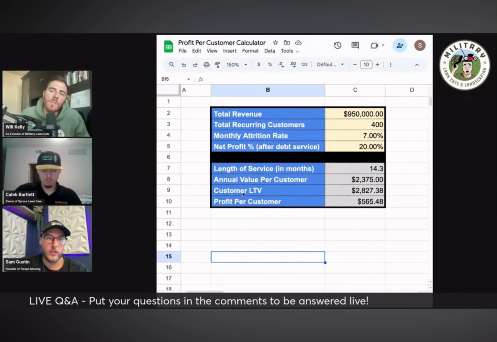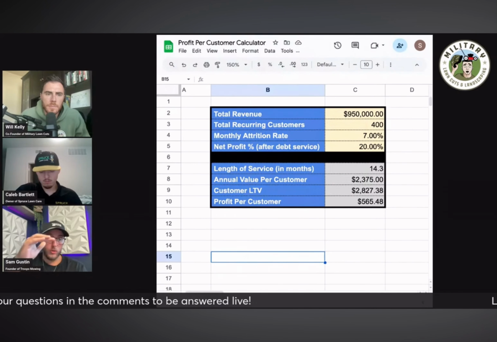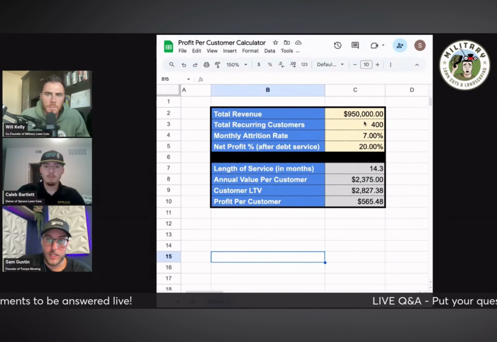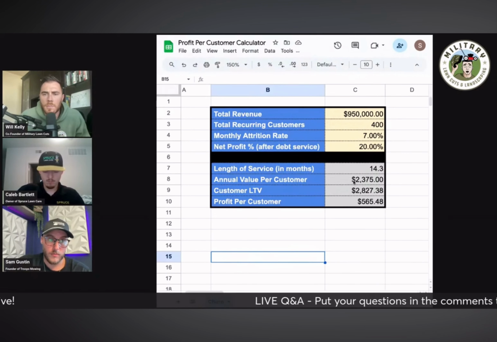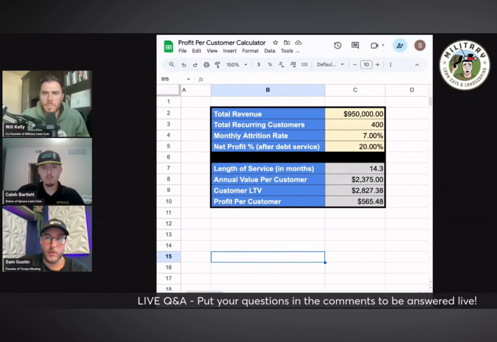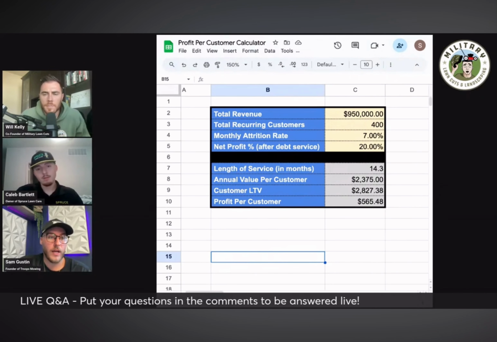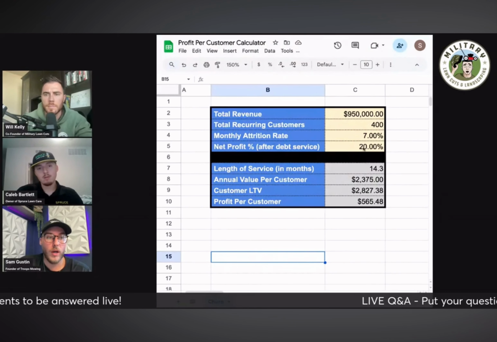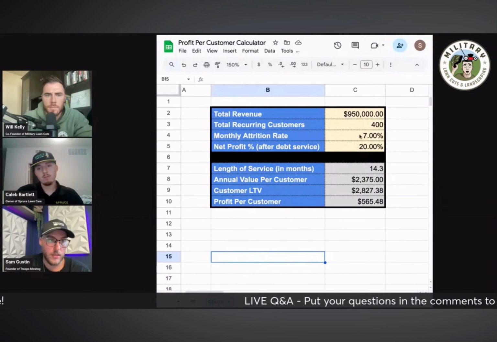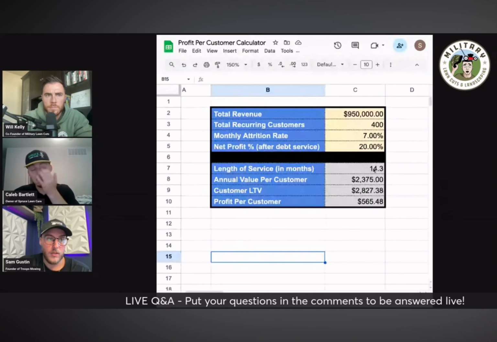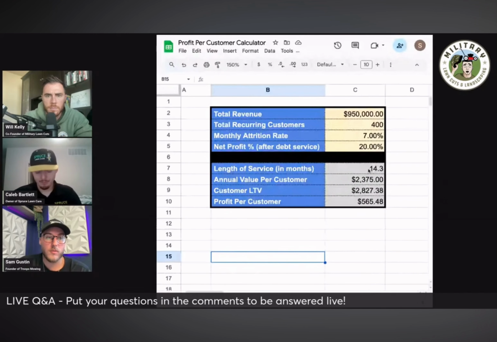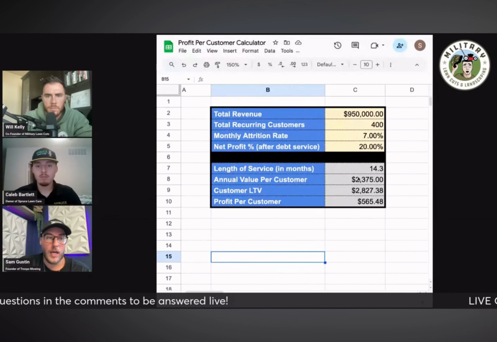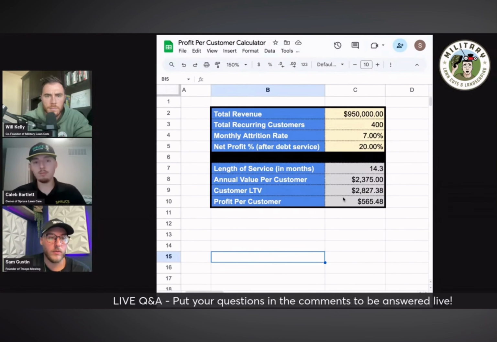So to get your customer lifetime value, you take your total revenue divided by how many customers you have. That's going to get you your annual value per customer. And now we take this number divided by 12. That's going to get our monthly value per customer. And if we have our monthly attrition rate, we do 1 divided by 7% in this example, and that gets us this number. This number is how many months a customer stays with us. And if we know how much value one customer gets us per month and how many months they stay with us, multiply those 2 together, and that gets you your customer lifetime value.